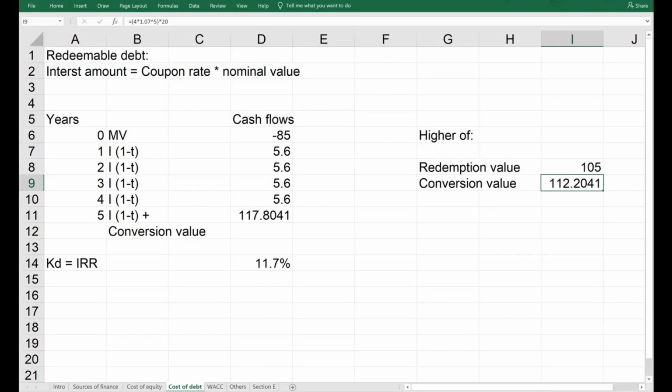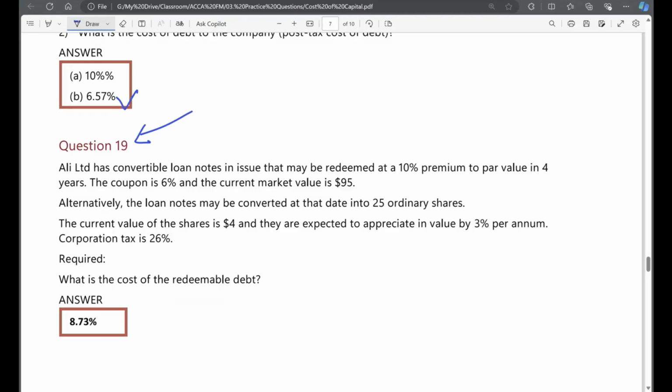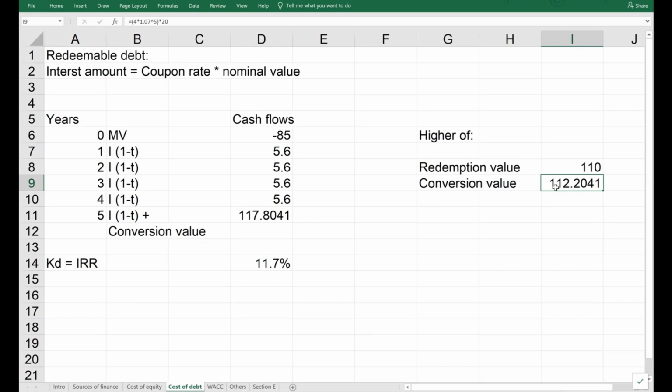Okay, so it will redeem at a premium of 10. So it's either redeem at 110 redemption value or conversion value. If I want to get the market value today, 4, same growth with 3% for 4 years. So 4 into 1.03 raised to power 4. And how many shares have been offered? 25. Multiply by 25. Okay, conversion is still expected.